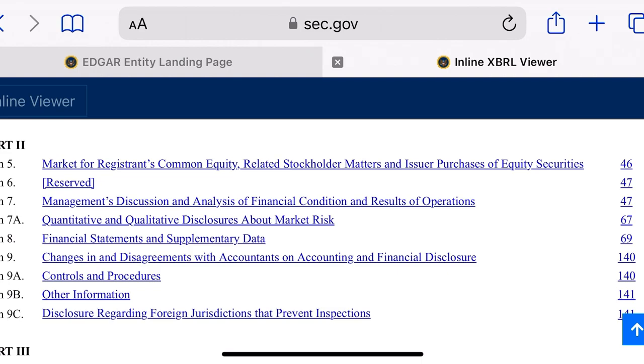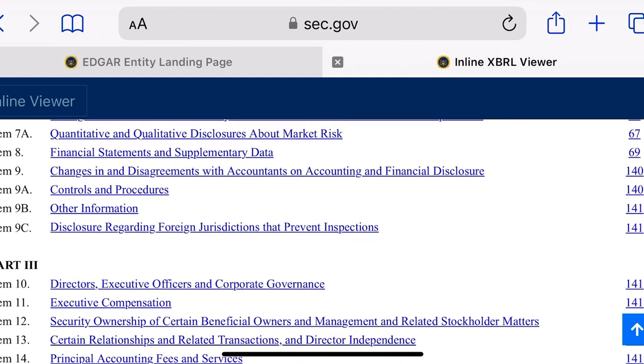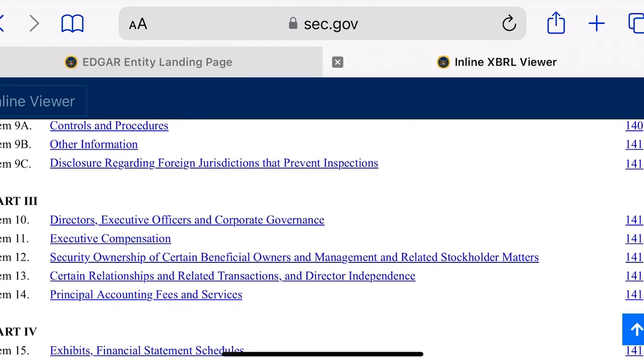And then again, going into disclosures about market risk, going into financial statements. If they make any changes with new FASB or GAAP procedures, they've got to disclose that to shareholders. They'll detail their internal controls and procedures. This other information typically can be fairly empty. And then disclosure regarding foreign jurisdictions that prevent inspections. Depending on the countries that the company operates within, you can end up with some issues there. But they're supposed to let you know about it as a shareholder.